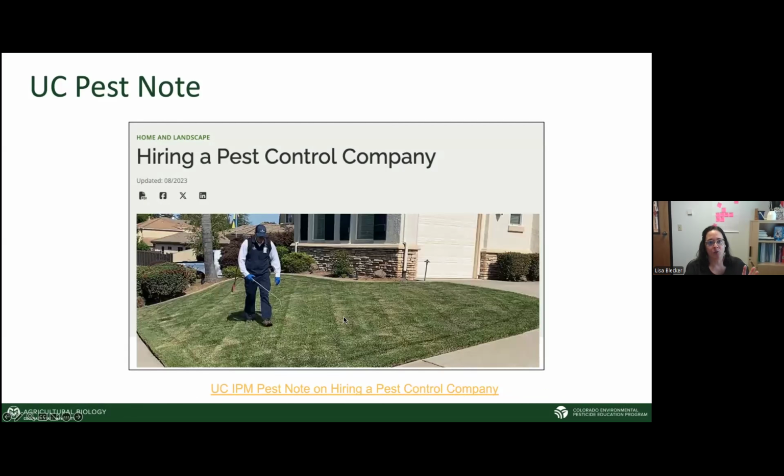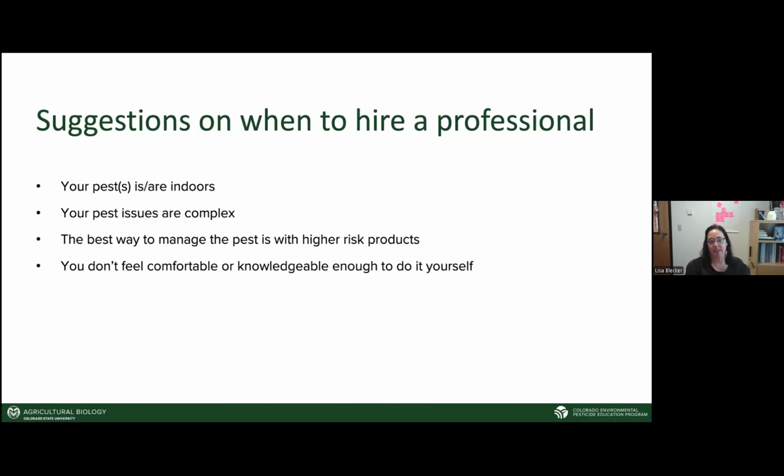So I like to reference this, hiring a pest control company. It's a pest note from my colleagues at the University of California. And so I've given you the URL here. Basically, these are my suggestions. If your pests are indoors and you think a pesticide application inside your home is necessary, I always recommend calling a professional because anything inside your home is going to be a more risky application. And so, since we're trying to protect ourselves and the other people that share the home with us and pets as well, that's a good tip for when to hire a professional.